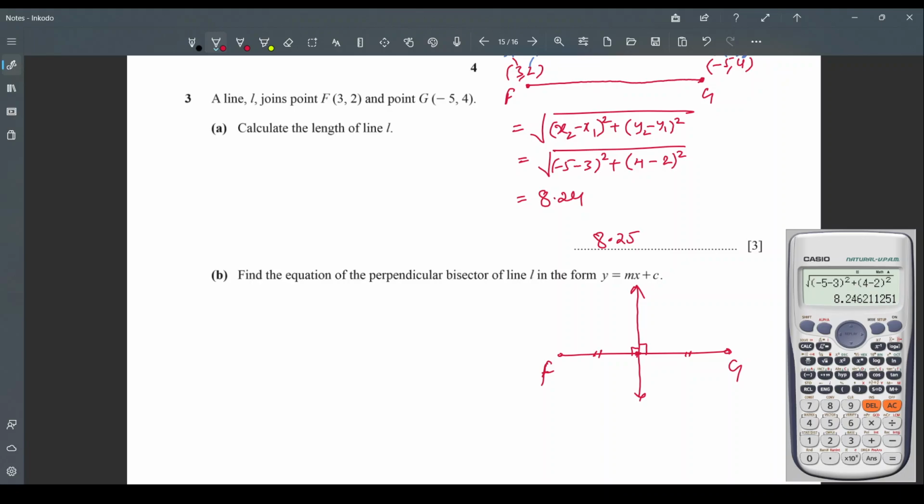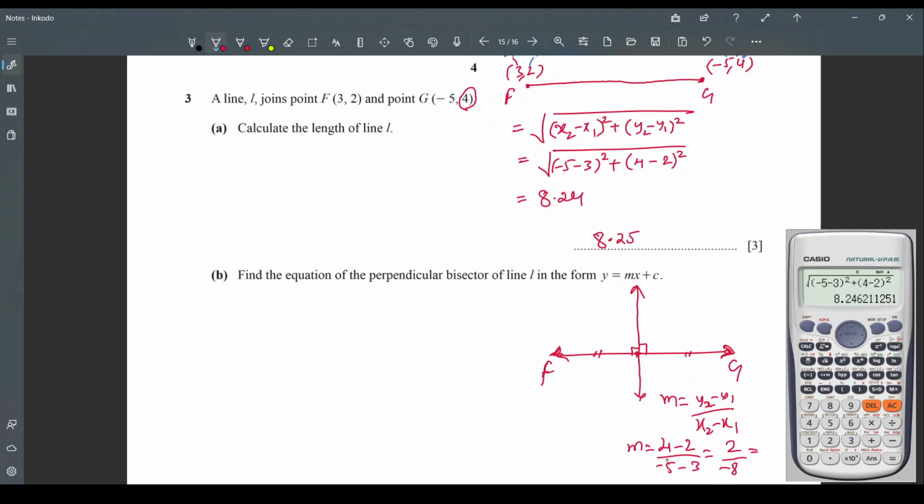So what to do? First of all, let's find the value of m for this FG. We know that m equals (y2 minus y1) divided by (x2 minus x1). So m equals y2, which is 4, here it is, this is y2. So 4 minus y1, which is 2, divided by x2 minus x1, which is 3. So the answer is 2 by minus 8.